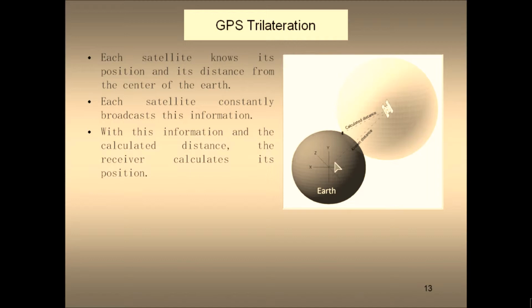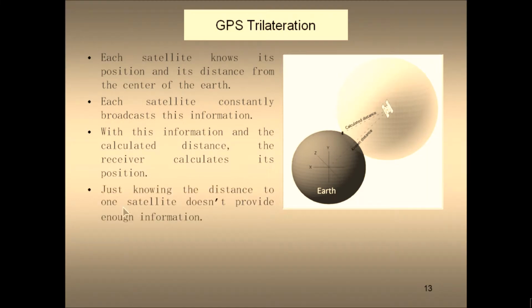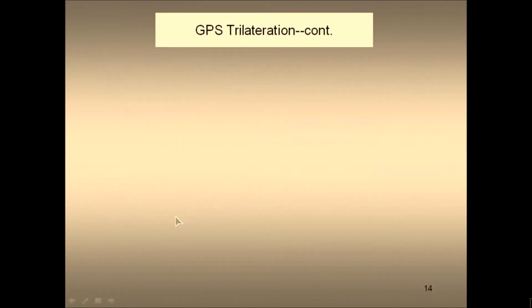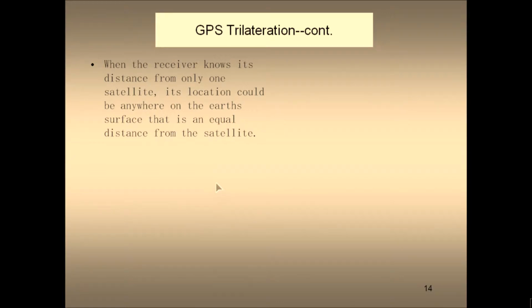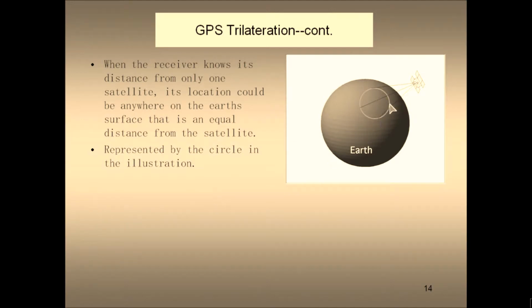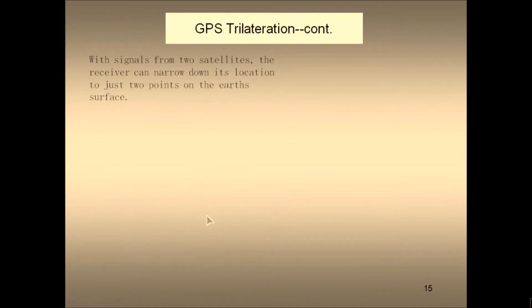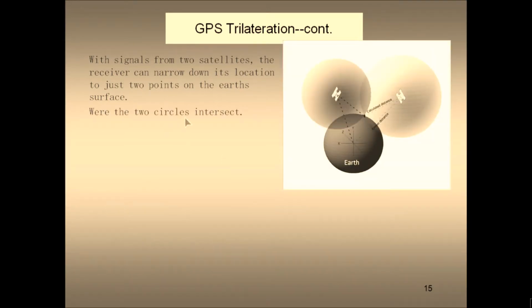The distance to one satellite does not provide enough information. When the receiver knows its distance from only one satellite, its location could be anywhere on the Earth's surface that is an equal distance from the satellite, represented by this circle. The receiver must have additional information. With signals from 2 satellites, the receiver can narrow down its location to just 2 points on the surface where the 2 circles intersect. See, this is circle 1, this is circle 2. Now these are the 2 points where the receiver can be.